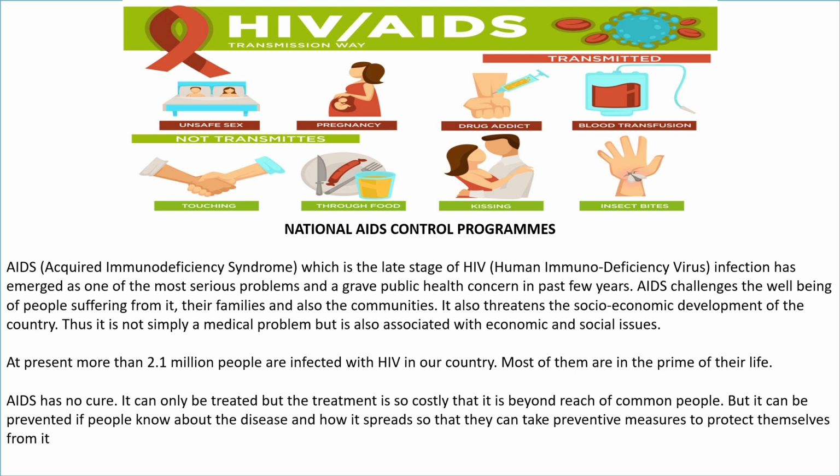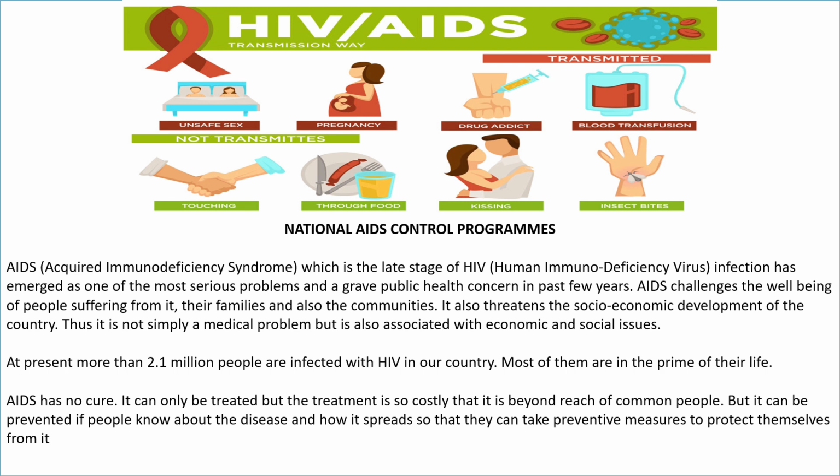Now let me tell you what is HIV. HIV is the virus which causes AIDS. And what is AIDS? AIDS is the disease which is caused by the HIV virus. Now, in this picture, you can see the different ways by which HIV is transmitted. On top you can see four ways through which HIV is transmitted, and below you can see four ways through which HIV is not transmitted.